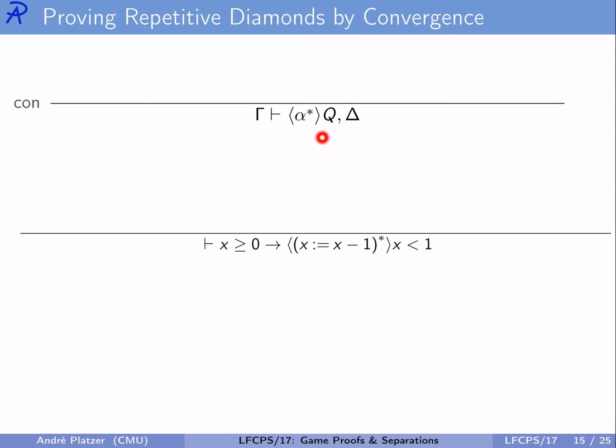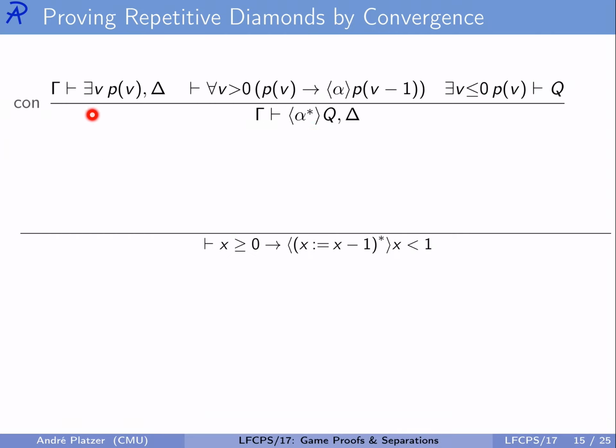Well, how? I guess by finding a progress measure that takes us closer to the goal each round of alpha. So the convergence proof rule that does that asks us to find an abstract progress measure, so a formula P of the distance variable v, and prove in the beginning that there is some distance to the goal, then prove that for every distance, while we're not quite at the goal yet, if we are at the distance v from the goal, then there is a way of running alpha to a state where we're closer to the goal, so we're at distance v minus 1.